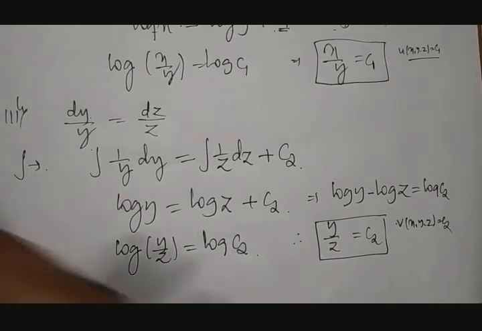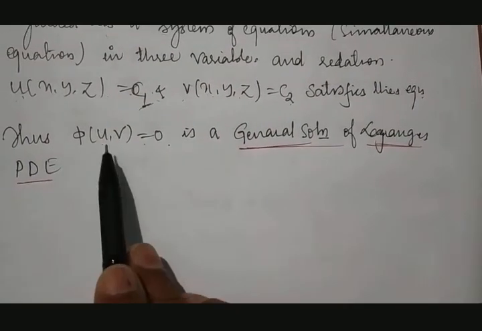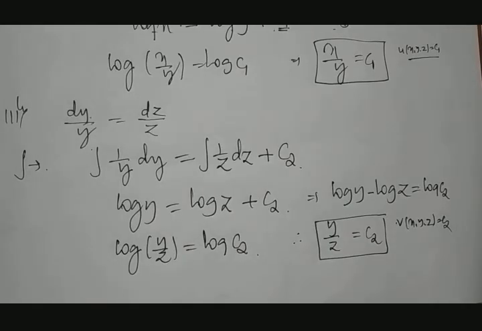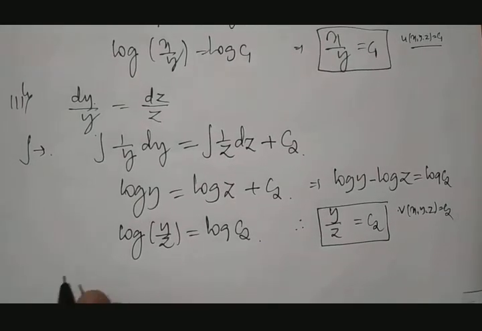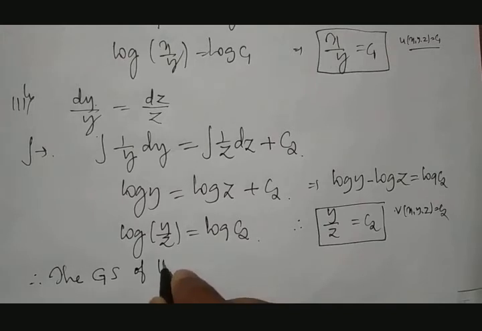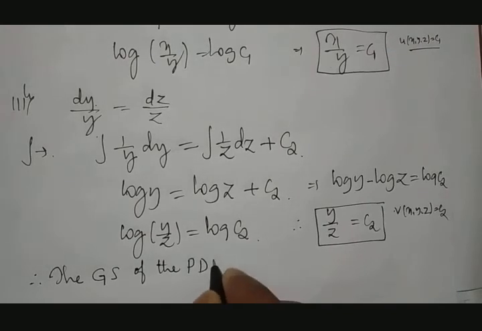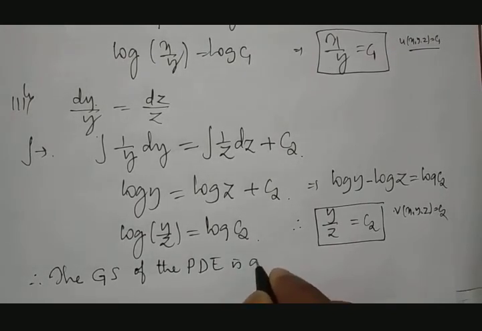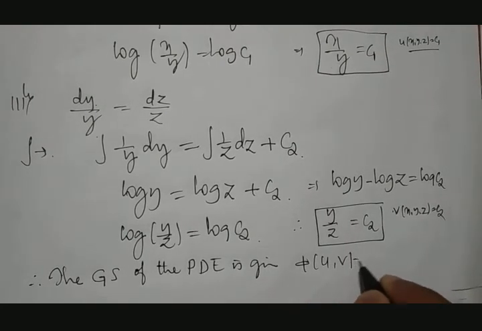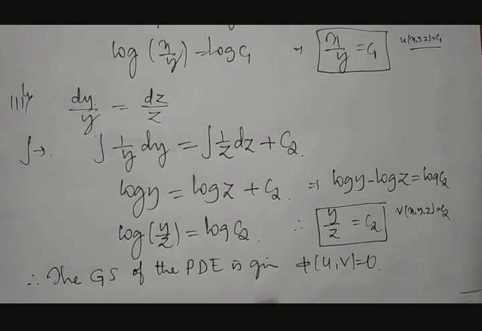Then what will be the final solution? What will be the general solution for this? The general solution will be represented by pi of u comma v equal to 0. Therefore, the general solution of the given partial differential equation is given by pi of u comma v equal to 0.